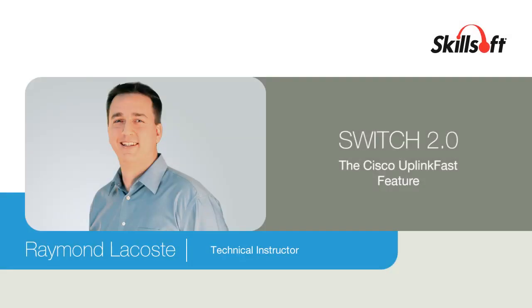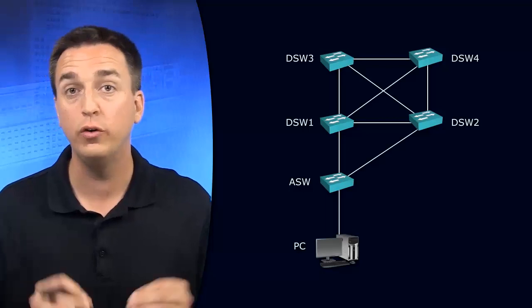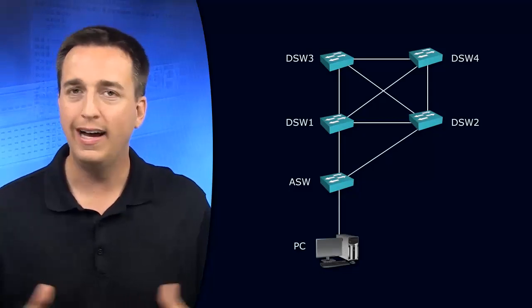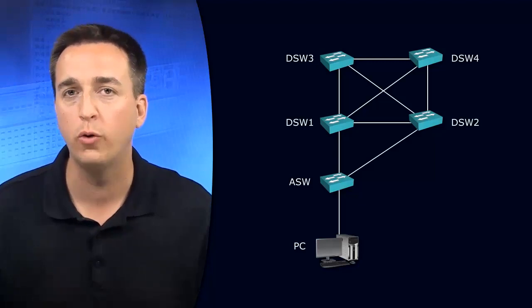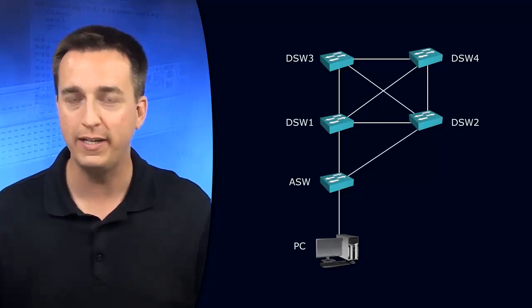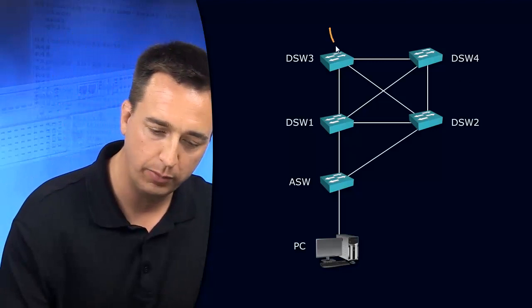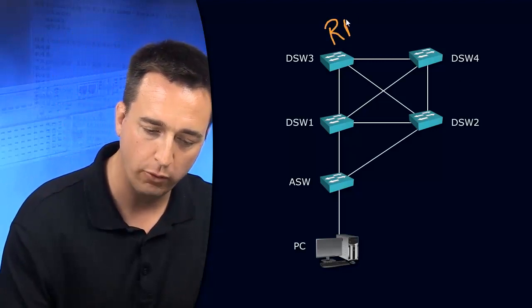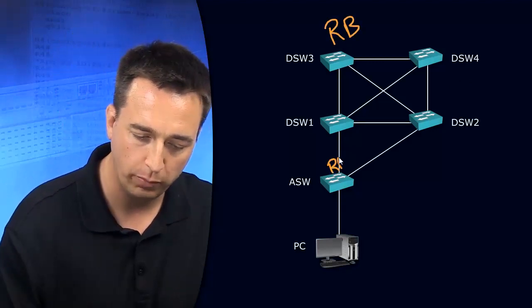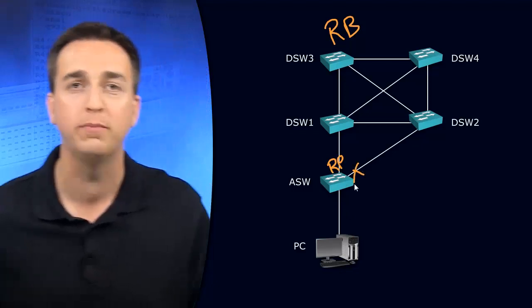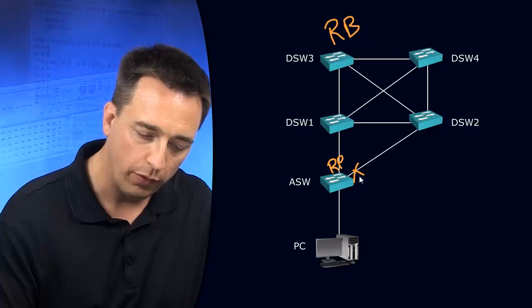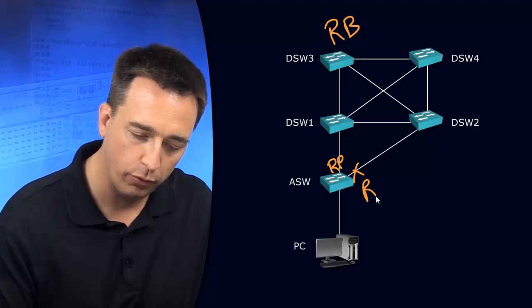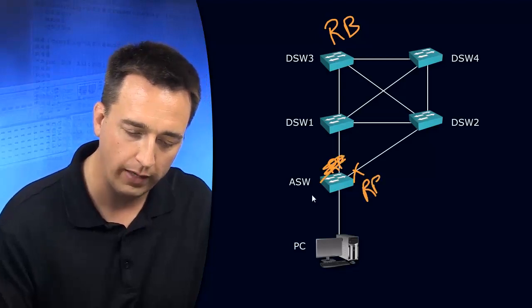UplinkFast is a spanning tree protocol feature that is designed to improve convergence. How long does it take to transition a blocked port to the forwarding state by default? Well, let's pretend this is our root bridge. This is our current root port down here, and this is our blocked port within the topology. How long will it take for the blocked port to become the root port if this root port fails?